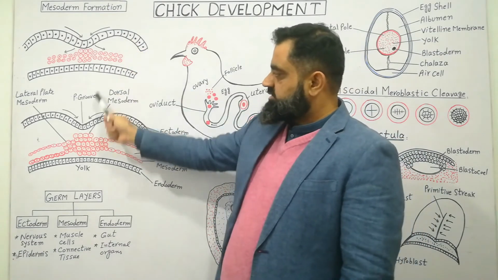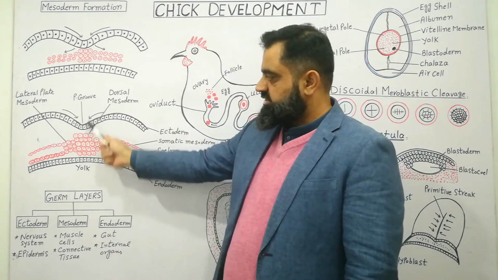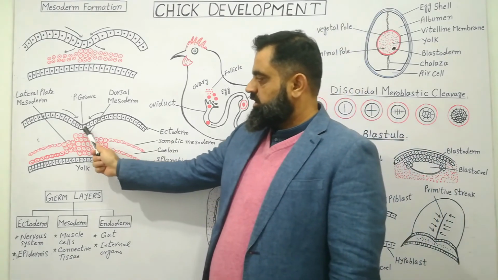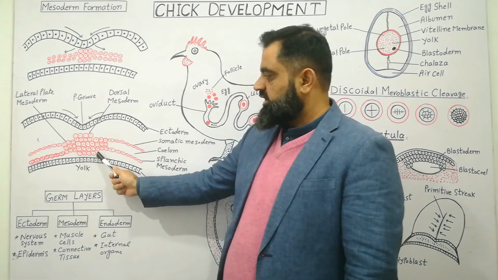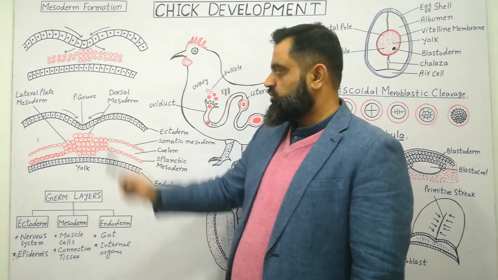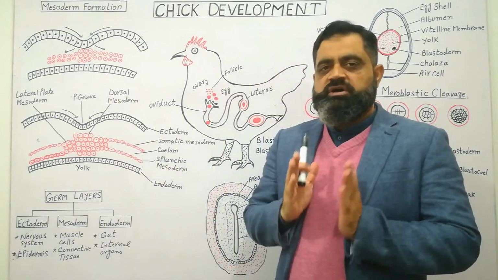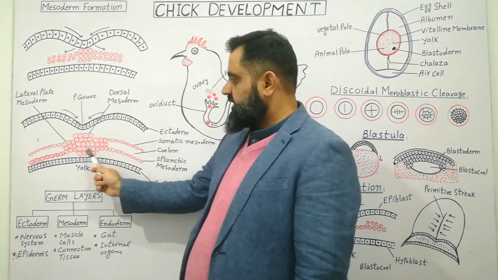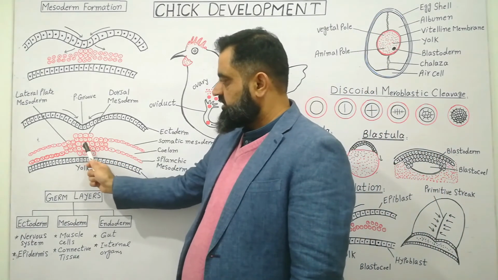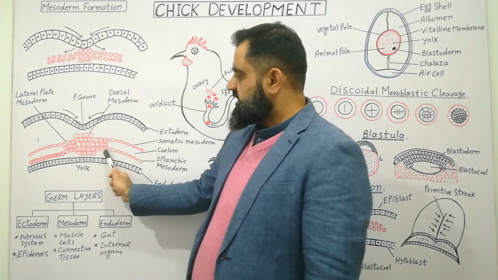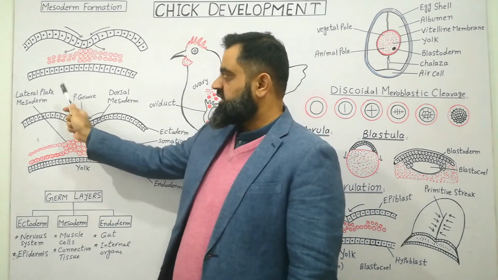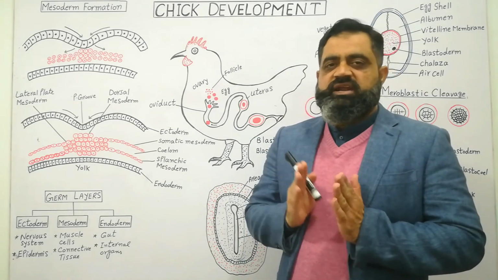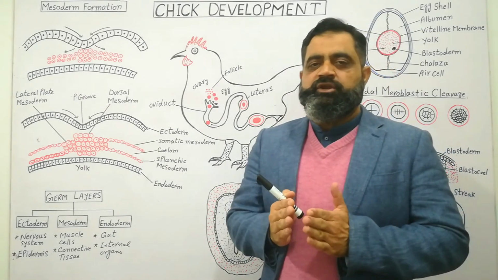When cells migrate between these 2 layers, ectoderm and endoderm, the cells in the center accumulate and form a thick plate-like structure which is known as dorsal mesoderm. And from dorsal mesoderm, cells will after mitosis form a plate-like structure on both sides of the dorsal mesoderm. These regions of the cells are known as lateral plate mesoderm. After some time, this lateral plate mesoderm will split into two layers.